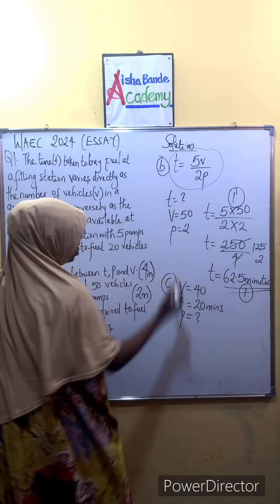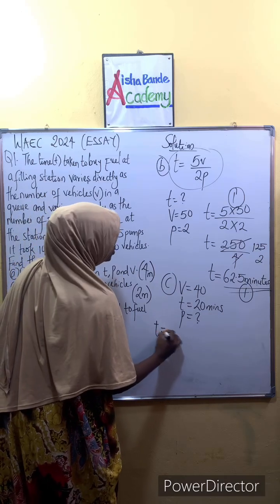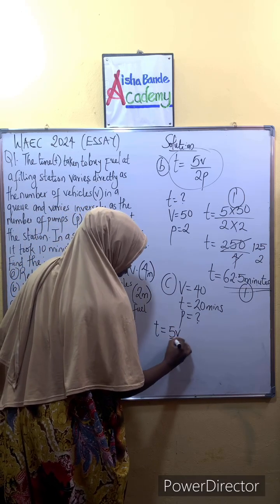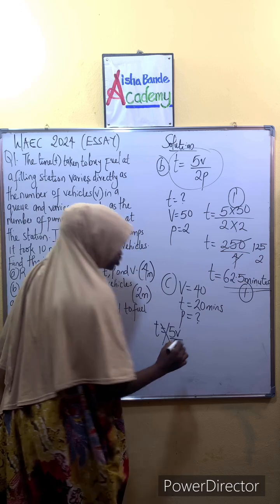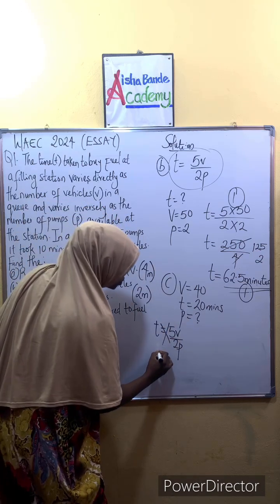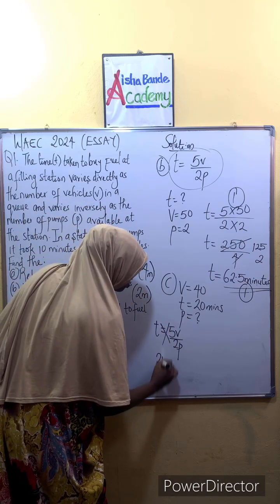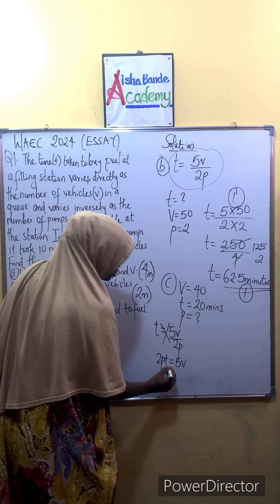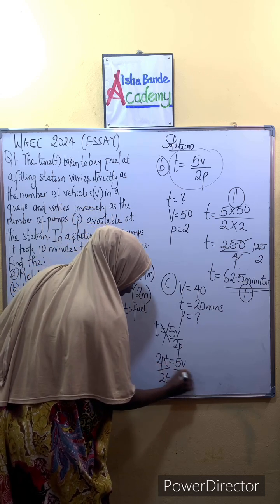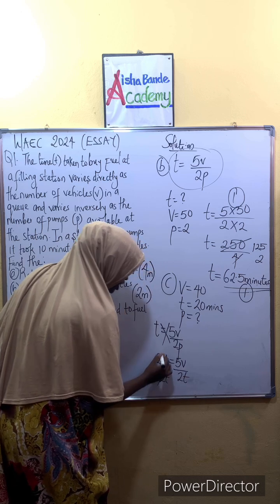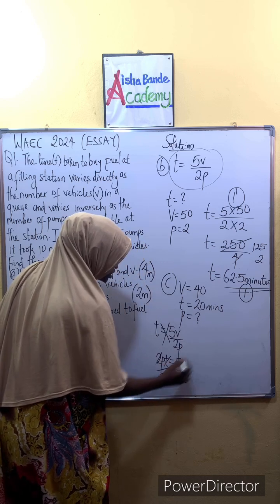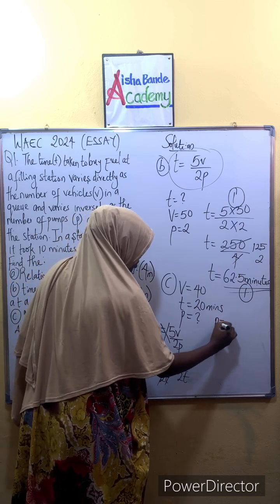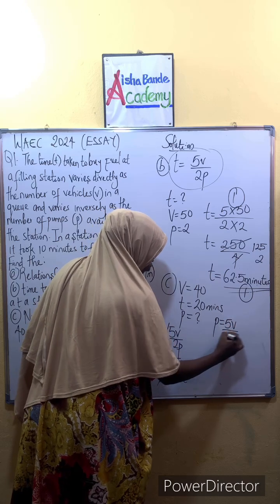So from the relation which we have, that T is equals to 5V over 2P, let's cross multiply here to make P the subject of formula. So we have that 2PT is equals to 5V. But we want to make P the subject of formula, so we divide both sides by 2T. Okay, so 2T cancels 2T. So we have that P is equals to 5V over 2T.